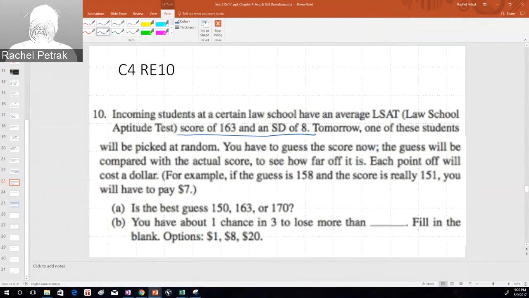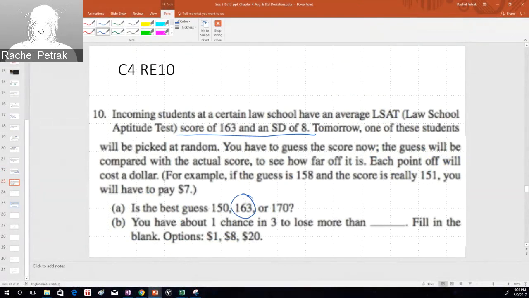This is a weird scenario. The guess will be compared with the actual score to see how far off it is. Each point off will cost $1. I don't know what kind of bet this is. So for example, if the guess is 158 and the score is really 151, you'll have to pay $7. So should you guess 150, 163, or 170? Well, you should certainly guess 163.